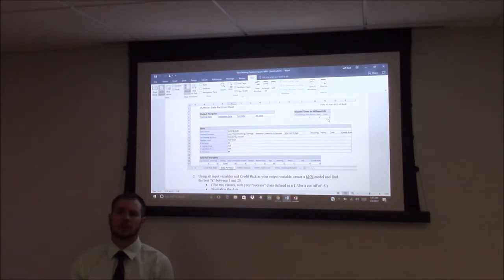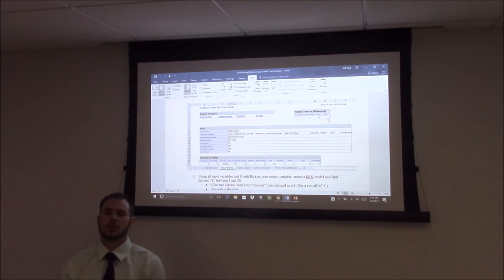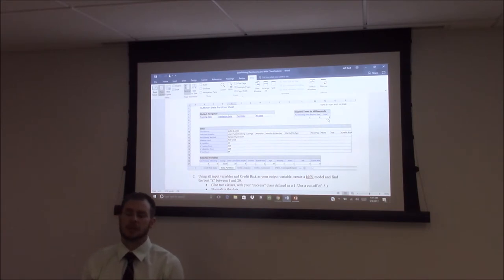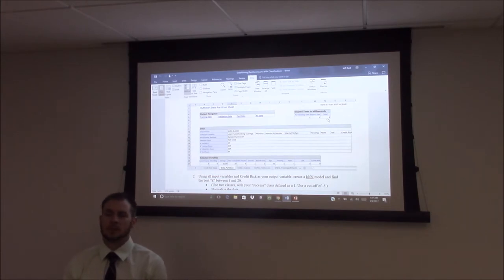The next application that we used this semester was Microsoft Excel's XLMiner, and we used it to do KNN, or K nearest neighbors analysis. What KNN does is compare data and classify it into different groups, and it does this by measuring the distance between the records in the data set.